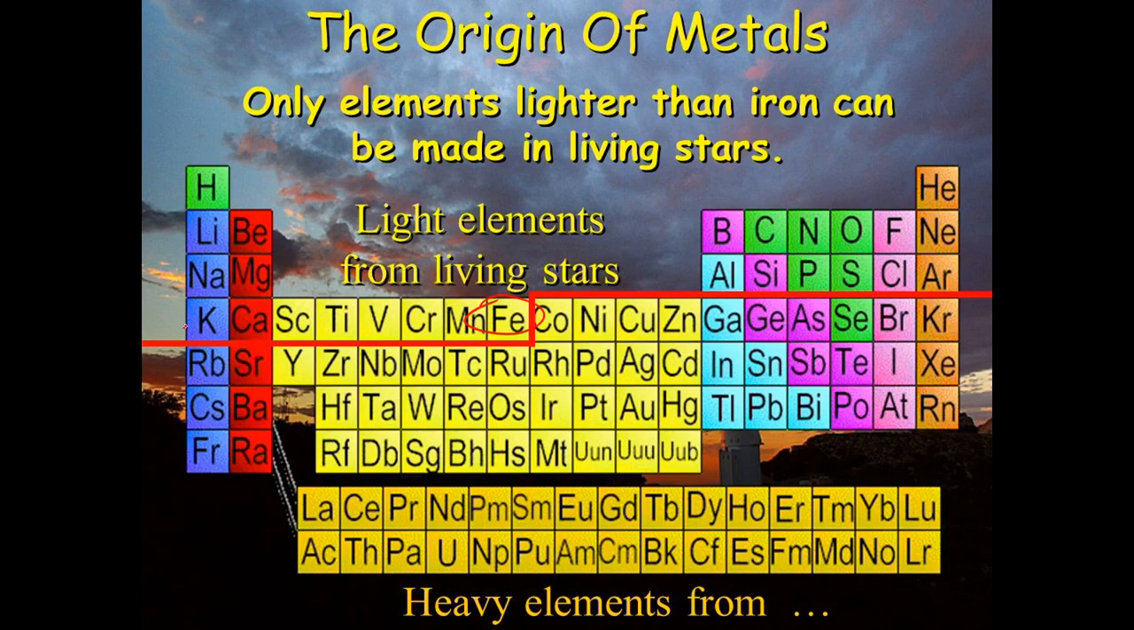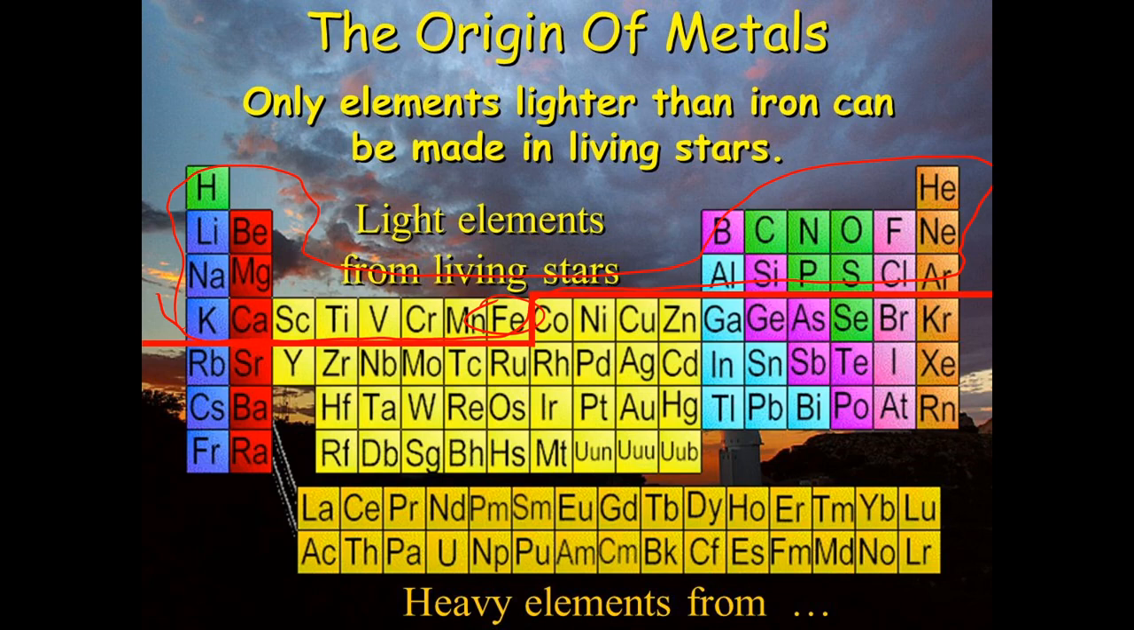So these elements all here are all elements that could be created in stars by nucleosynthesis, all the way from hydrogen to titanium, vanadium, chromium, manganese, and iron, all the way through to carbon, nitrogen, oxygen. All these things can get created in the nucleus of a star, but nothing heavier than iron.